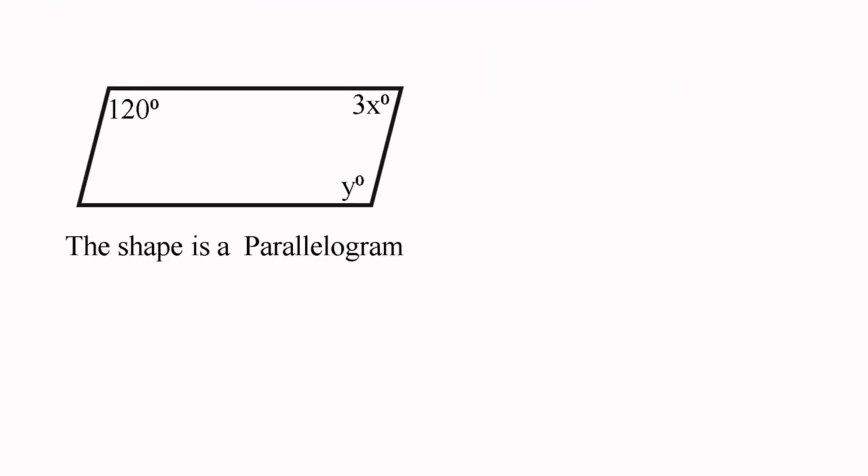Here we have a parallelogram, and in a parallelogram we know that angles opposite of each other, for example 120 and y, are congruent, and angles which are next to each other, for example this 120 and 3x, are supplementary. So let's use the first rule. We know that opposite angles, for example, y and 120 are congruent. So I can easily realize that y is going to be equal to 120 degrees.